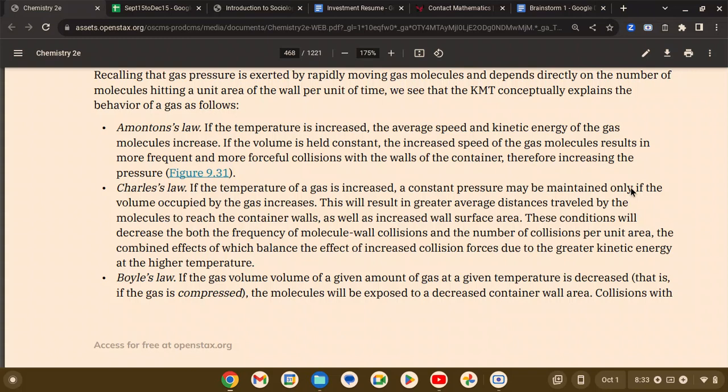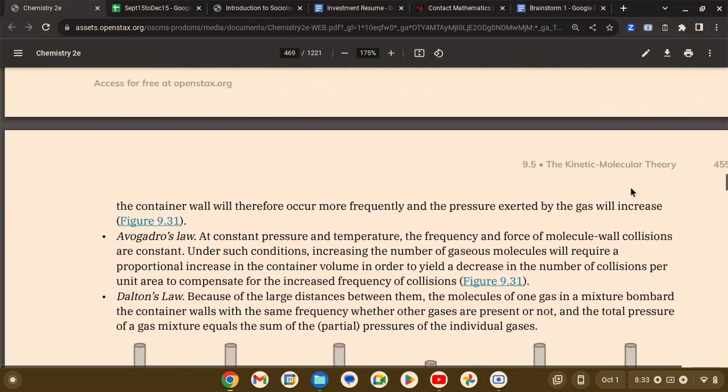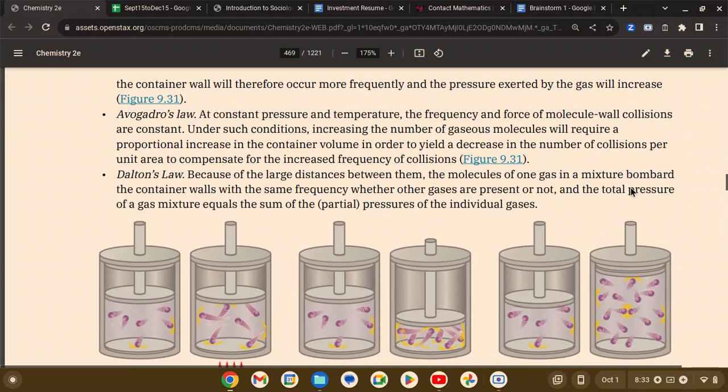If the volume of a given amount of gas at a given temperature is decreased, that is, if the gas is compressed, the molecules will be exposed to a decreased container wall area. Collisions with the container wall will therefore occur more frequently, and the pressure exerted by the gas will increase.